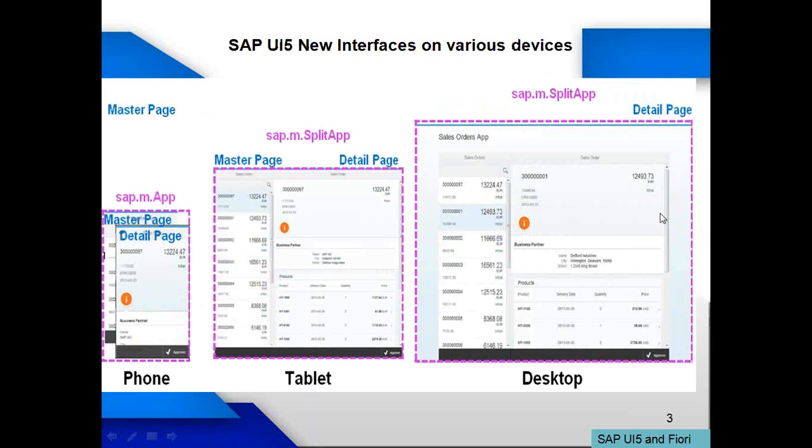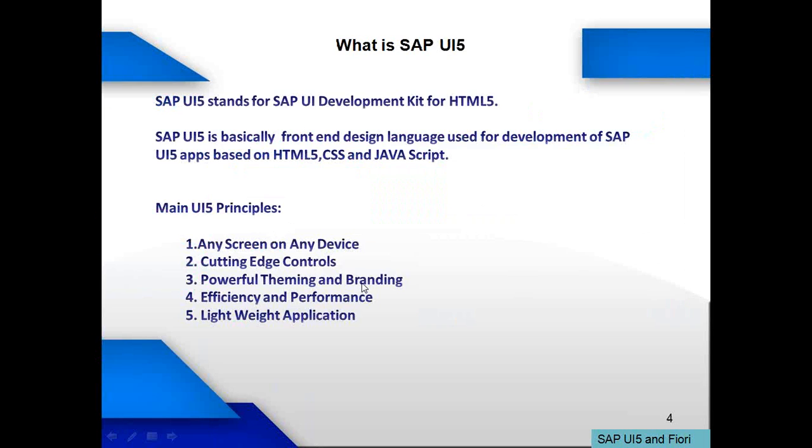This is how the same application works without code changes on the phone, tablet, and desktop. See, on the phone, it will only show the master page, and once you select the sales order, it will go to the details page. And the tablet will have more space than the phone, so it will accommodate the master page and the details page on a single screen.